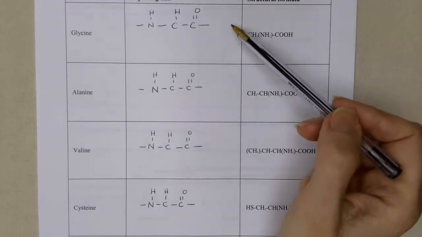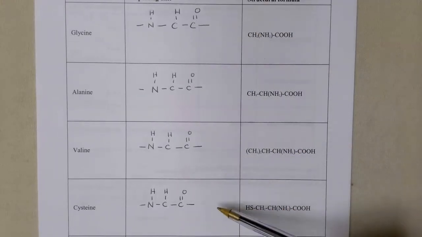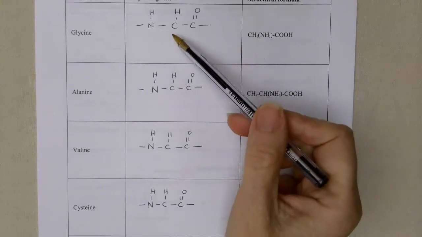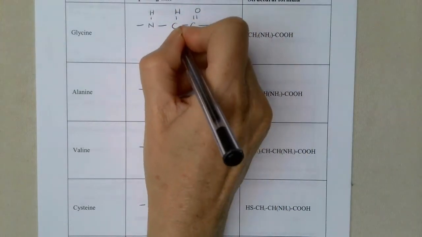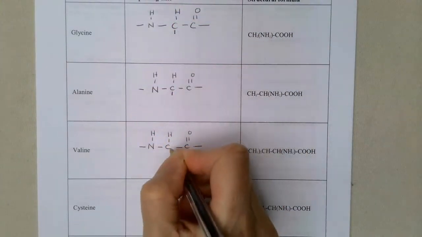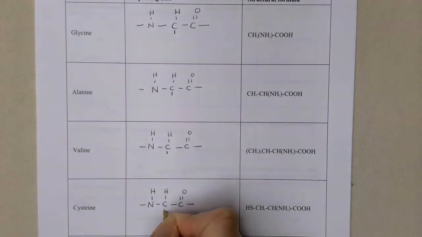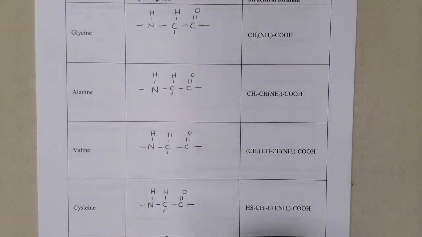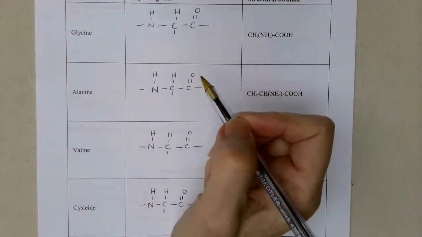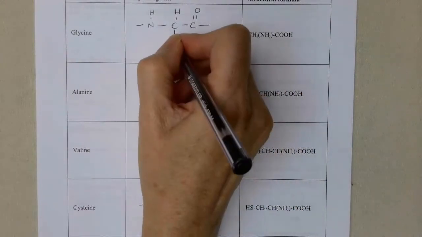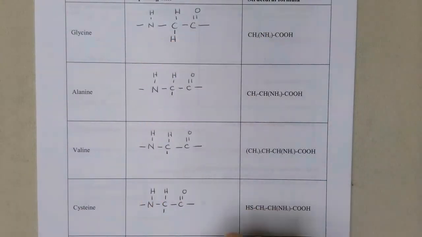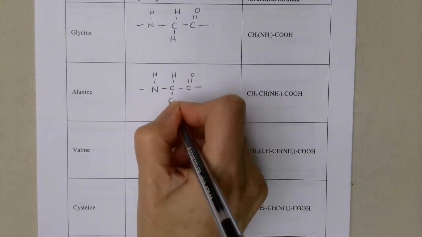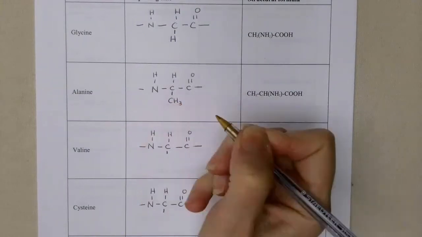And that backbone is the same no matter what amino acid I am dealing with, because the only difference between amino acids is what the R group is on this carbon. So they're always going to have the same backbone, if you like. It's only this R group here which is going to change. Well, for glycine, it's just a hydrogen. For alanine, on the other hand, it's a CH3 group.